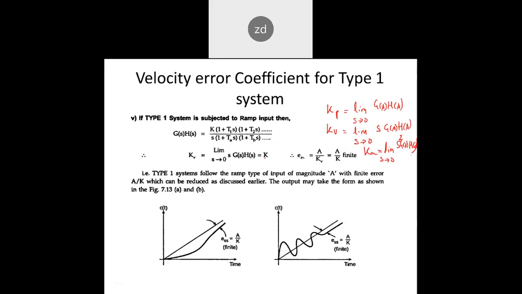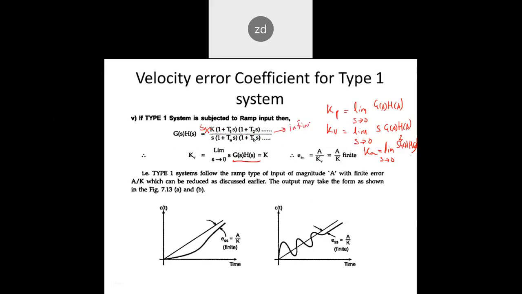So here again, in order to get the value of Kv, in this characteristic equation you have to multiply with s. For a type 0 system also you need to multiply with s. So for the type 0 system you have multiplied with s, the value of sG(s)H(s) would be equal to 0, and the error would be equal to A divided by 0, which is infinity.